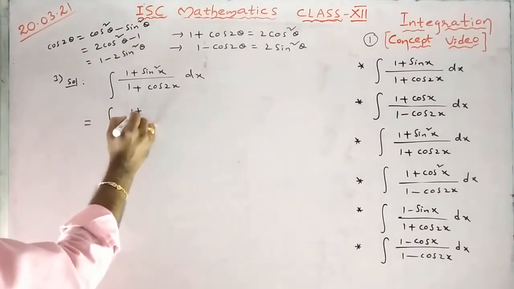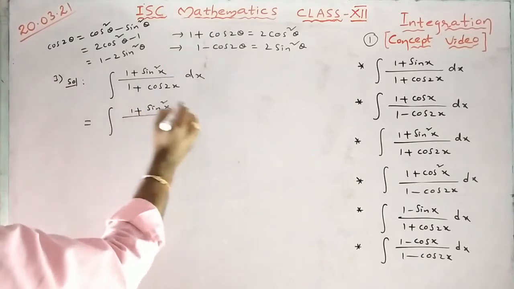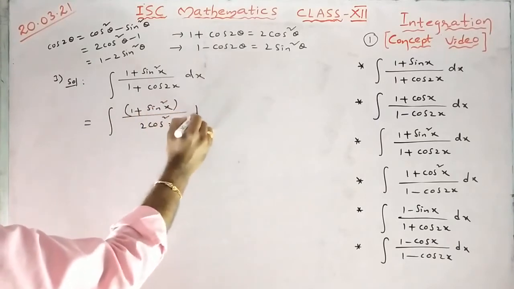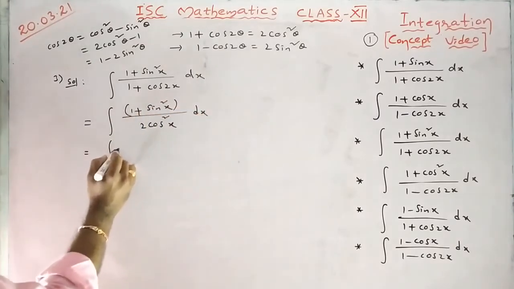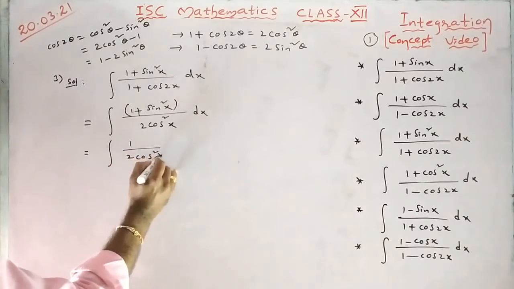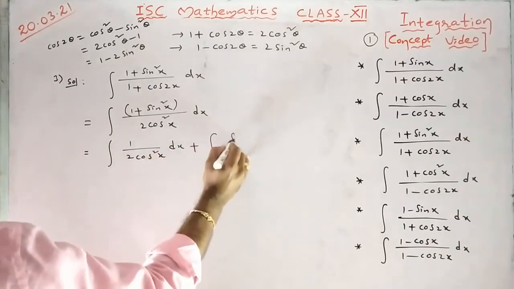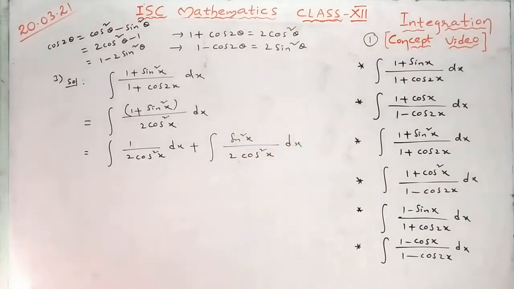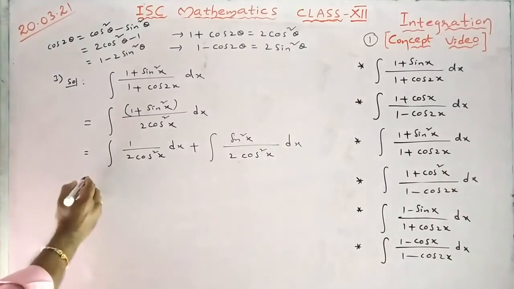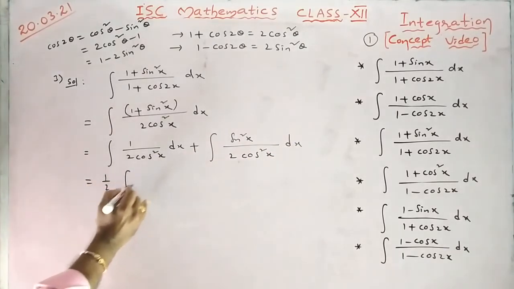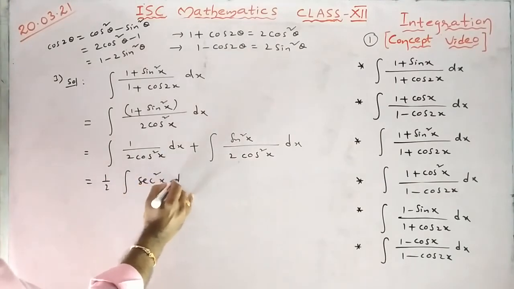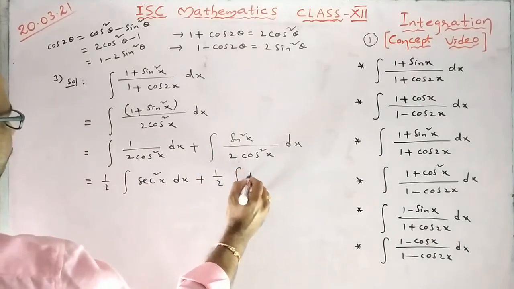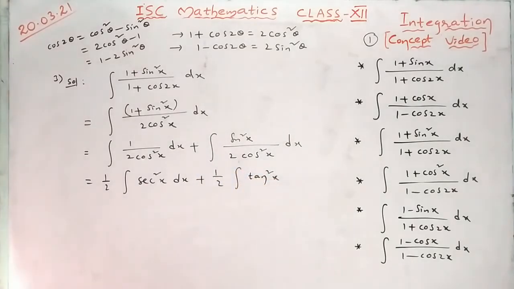So in the place of 1 plus cos 2x we can write 2 cos square x dx. Now integral 1 by 2 cos square x dx plus integral sin square x by 2 cos square x dx. We can write like that. So 1 by 2 keep it out. Integral 1 by cos square, means secant square x dx, plus 1 by 2 keep it out, sin square by cos square means I can write tan square x.